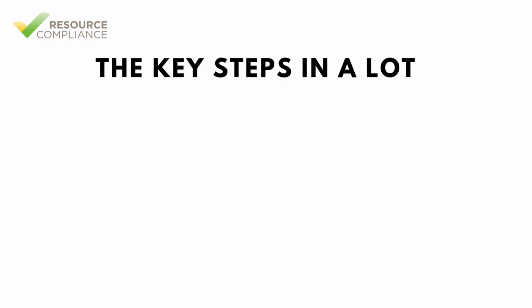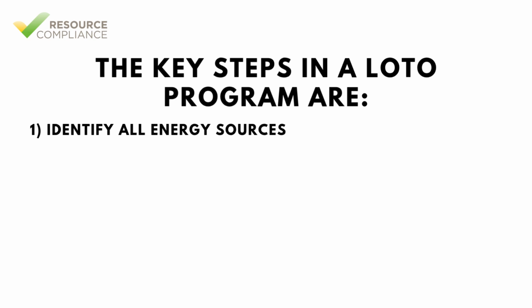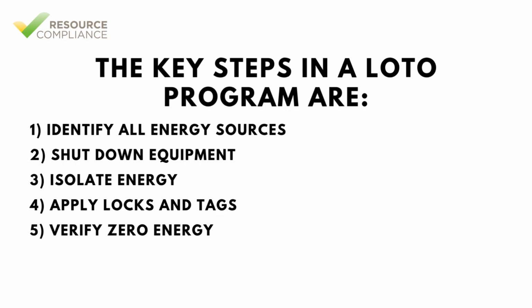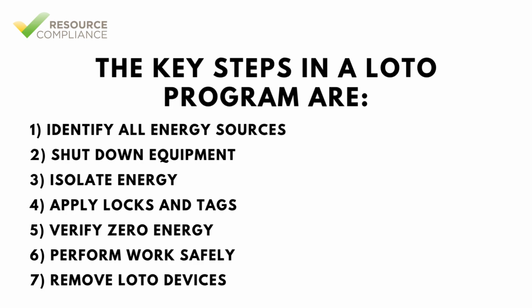The key steps in a LOTO program are: trace all power and pressure sources connected to the equipment you will work on. Use normal controls to stop the operation. Open disconnects, close valves, and release stored energy. Secure isolation points with a personal lock and attach a tag identifying the technician, date, and reason for lockout. Test circuits and check gauges to ensure no energy remains before starting work. Only after verification should maintenance or repairs begin. Once work is complete, remove your lock and tag and restore the system following proper startup procedures.